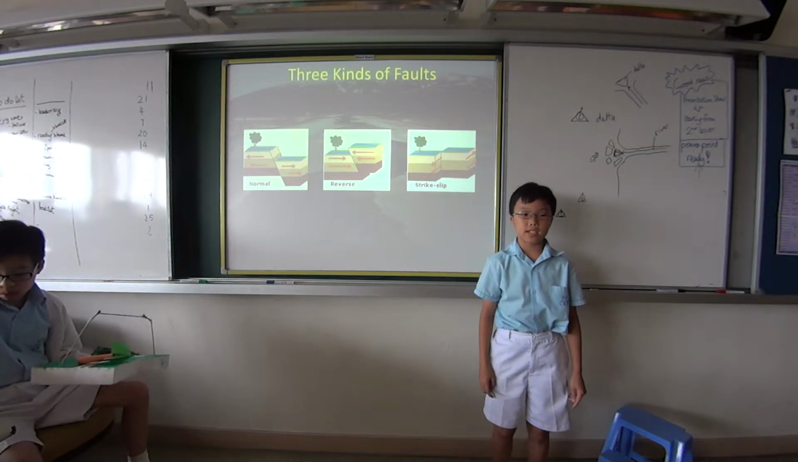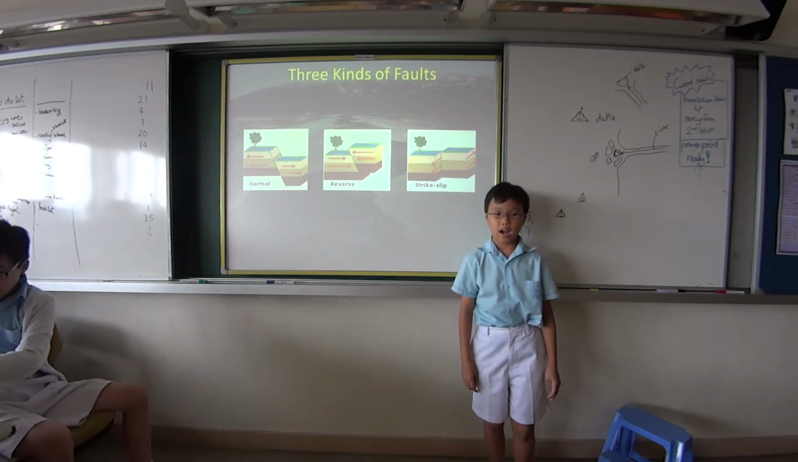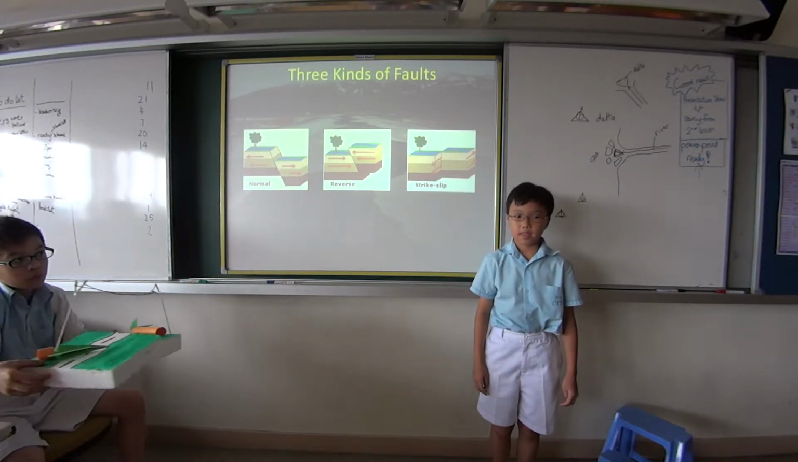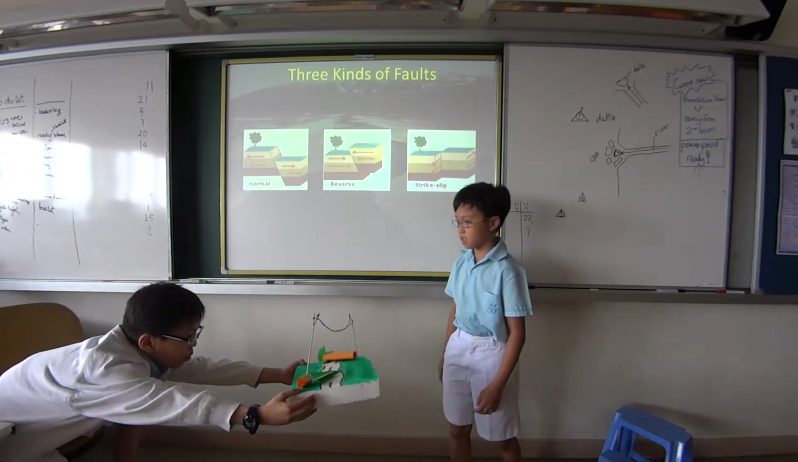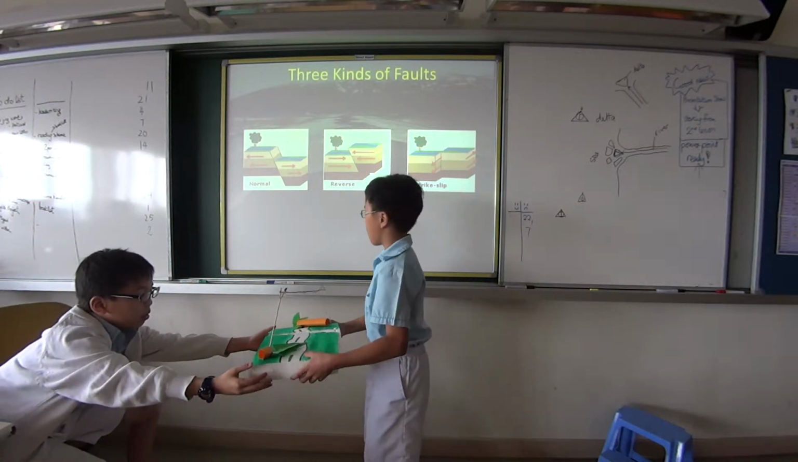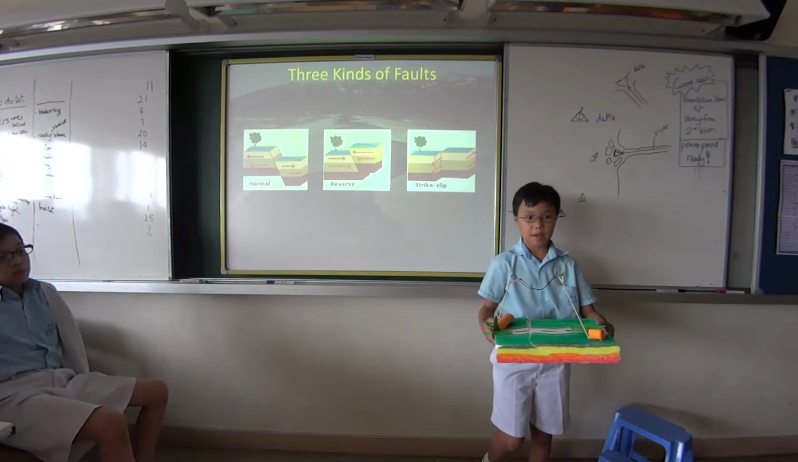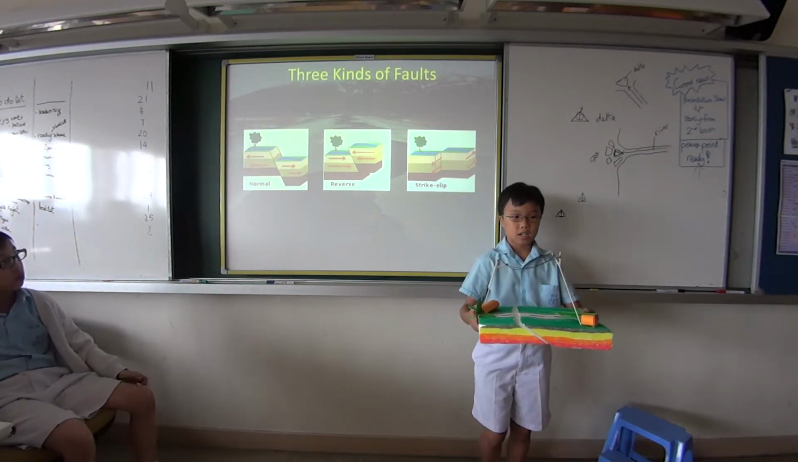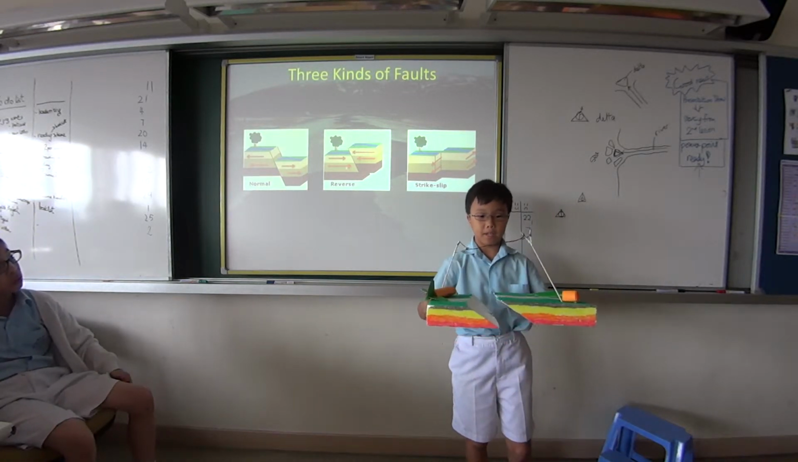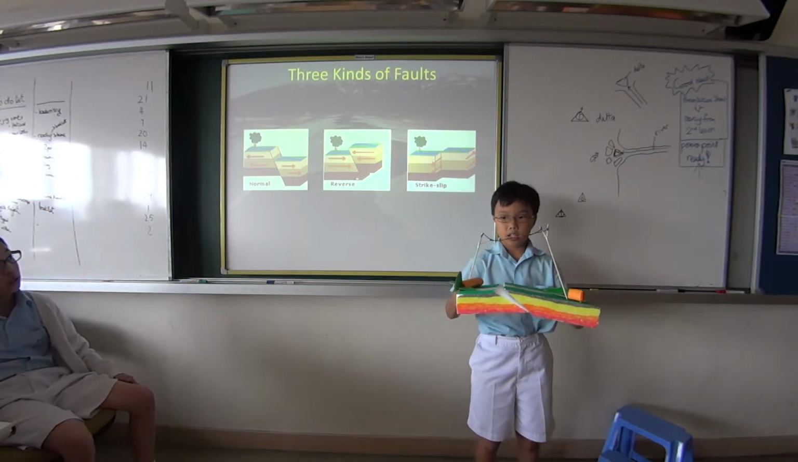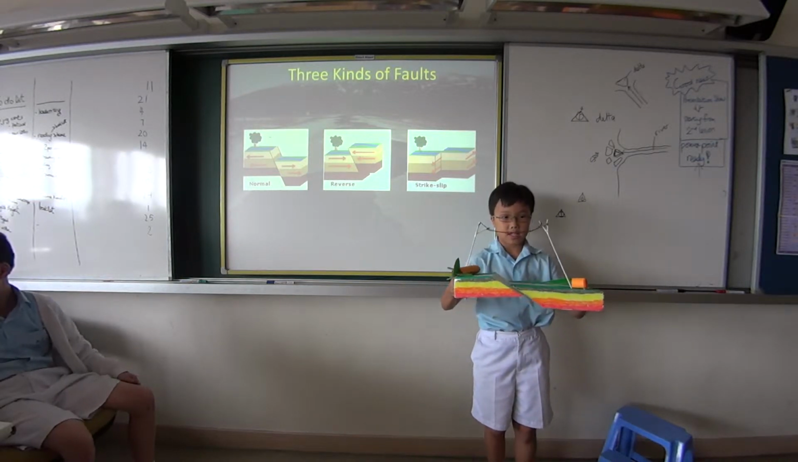At the boundaries of the tectonic plates, there are some faults. There are three kinds of faults. The first one is called normal fault. It happens when two plates are pulling apart from each other. Eventually, one of the plates will slide down.